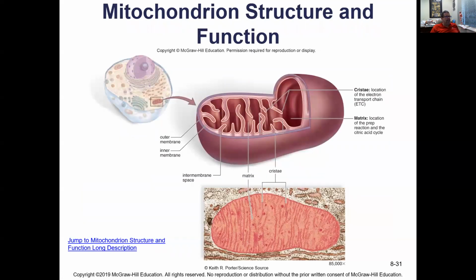Okay, so this occurs in that matrix area. I couldn't remember the term a while ago. So the matrix is the fluid part. I still remember the great movie, The Matrix, right? And the folds are called cristae. So that transition reaction occurs in that matrix.